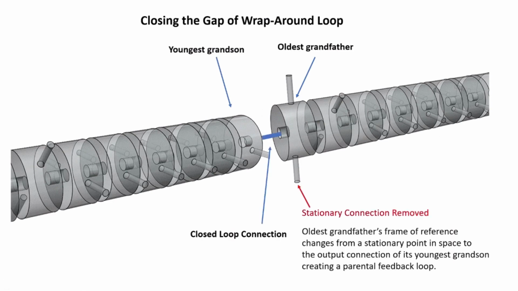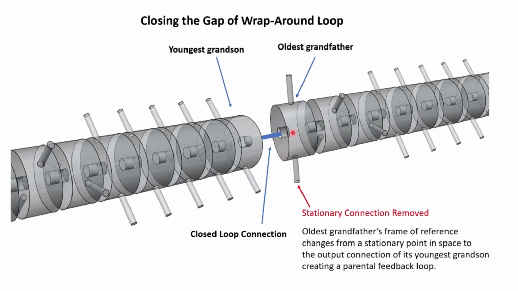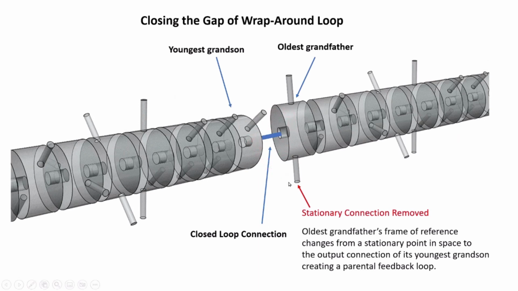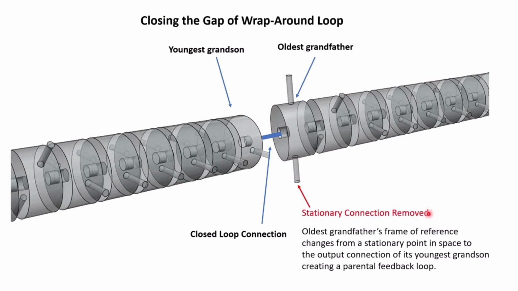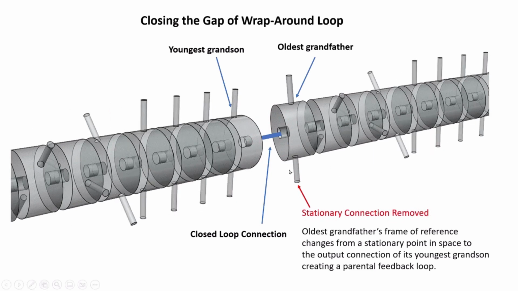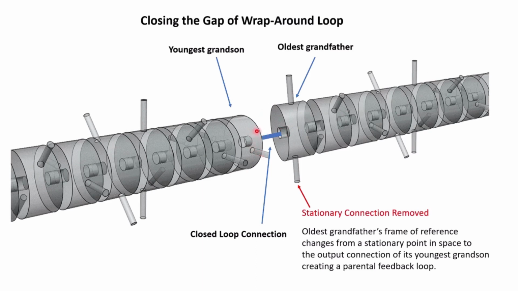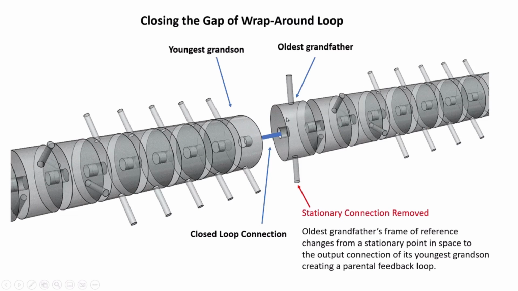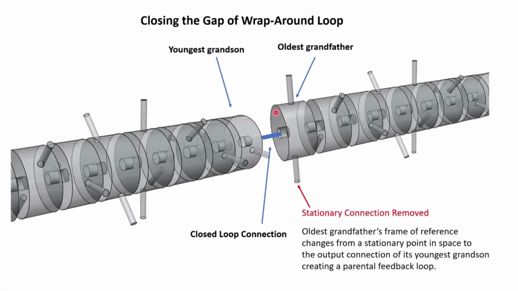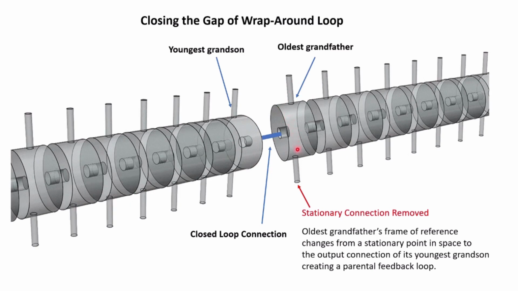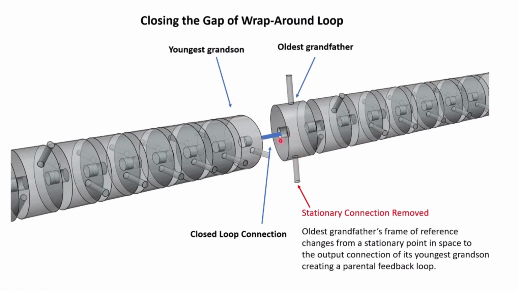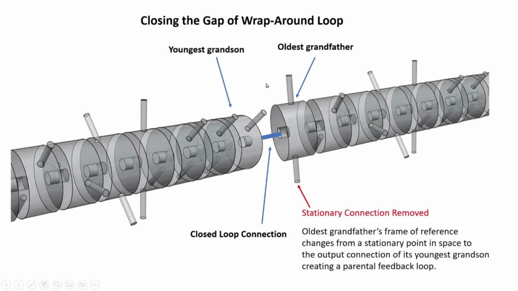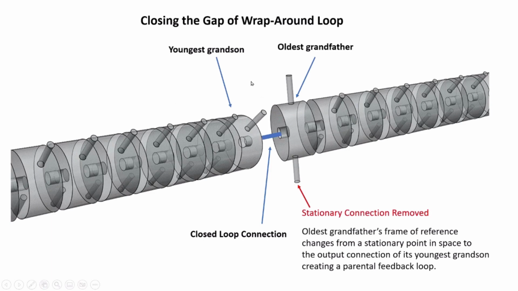Now, to close this gap, what I'm doing in the simulator is removing the stationary connection to the oldest grandfather, so it's no longer fixed in space. It's actually connected to the output of the youngest grandson that's spinning much faster. That causes a connection, a feedback loop, between the whole loop. Either the oldest grandfather is going to slow down the youngest grandson, or the youngest grandson is going to try to speed up the oldest grandfather. And then the torque is going to ripple through the loop, and you'll see it oscillate and cause the motion that we're going to see.